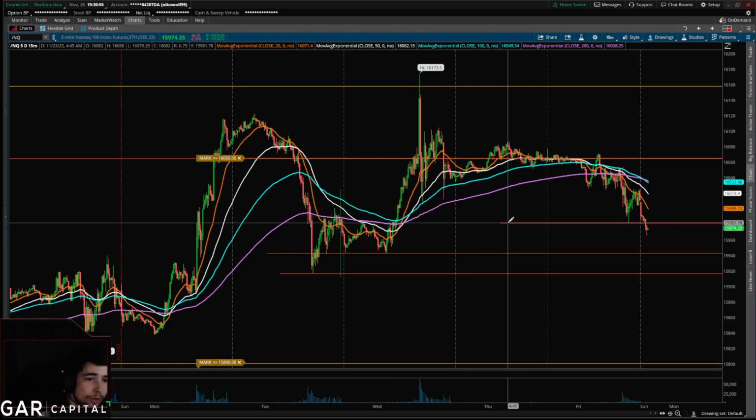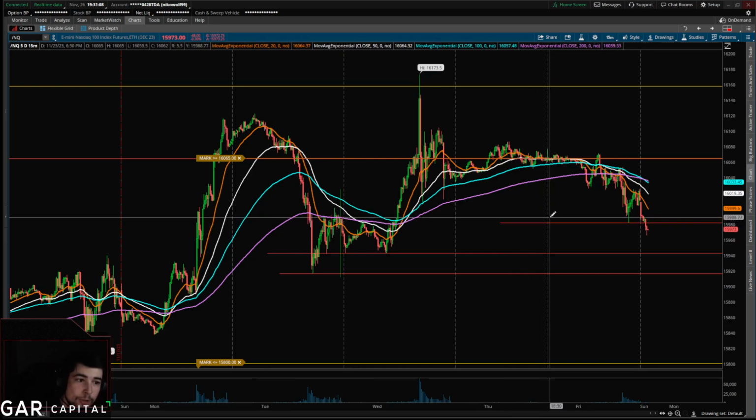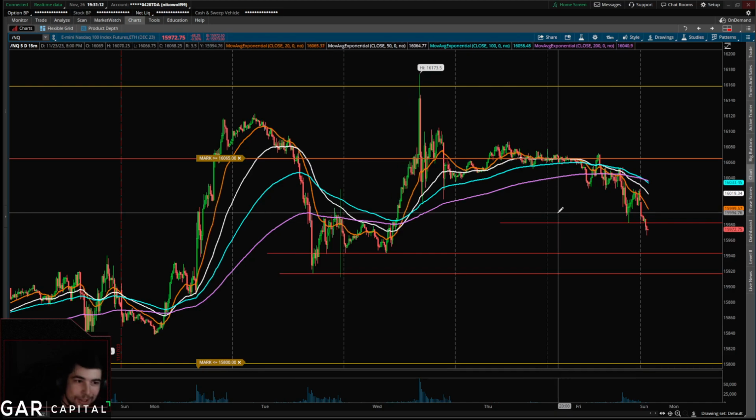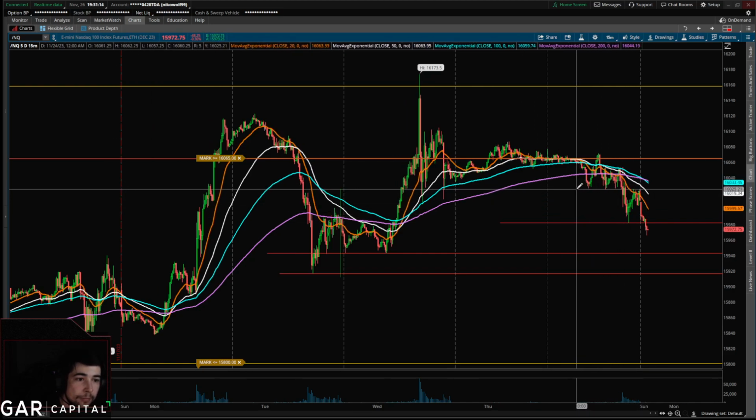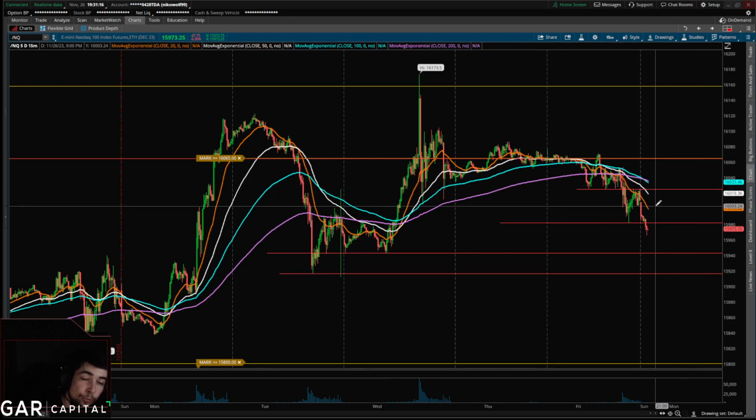One way is, we have this resistance here at 15,981. If the 15-minute breaks above 15,981, I'm out of that short position. I don't care, because what ends up happening is you're going to get that position peaking above here, and you're going to think, they're going to sell it back down. They won't sell it back down. They're probably going to bring it back up to here. Now you're going to be really in a drawdown.